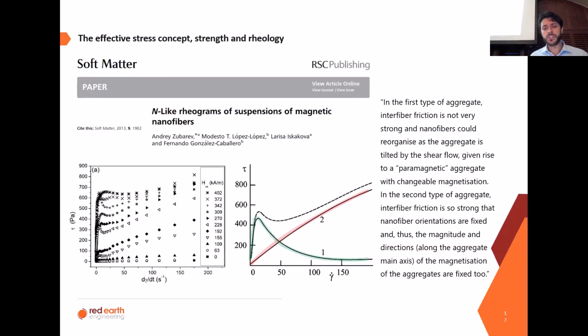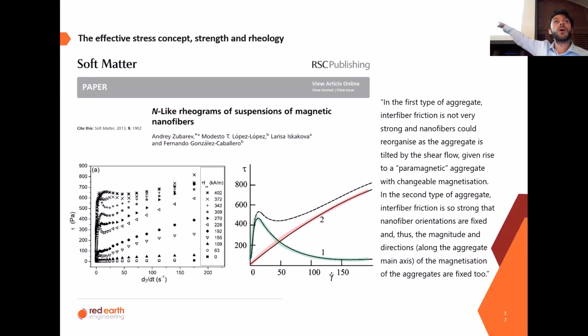So reading through the literature, I found this paper. It's called "N-like rheograms of suspension of magnetic nanofibers." And it's the rheological characterization of a slurry that has magnetic particles in it. The behavior of those magnetic particles upon shearing defines what they call the N-like rheogram, where you have a peak at low strains, then you soften, and then you harden again. The authors go further and say you can deconstruct that behavior and draw the green plot, so draw the green line that you see there.